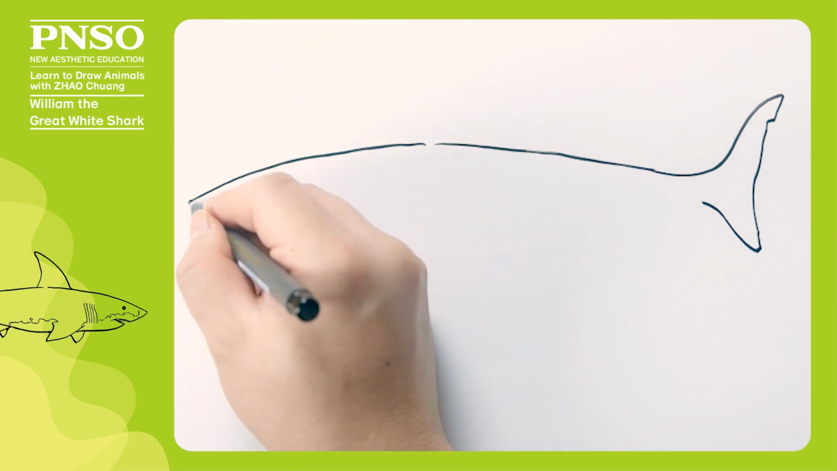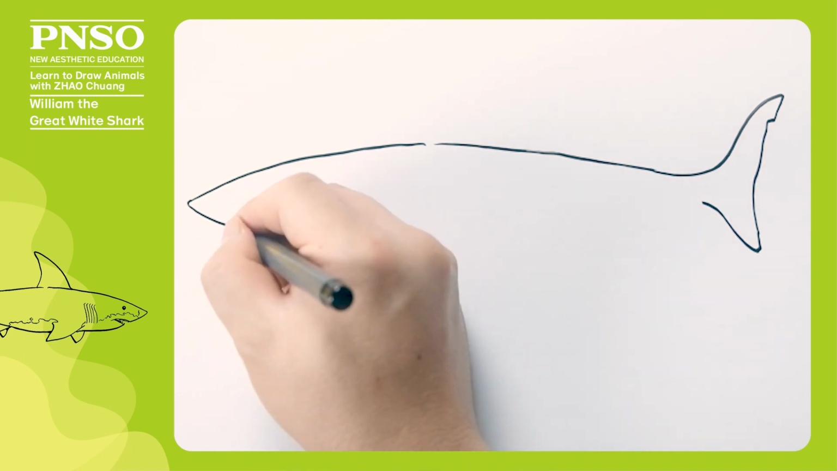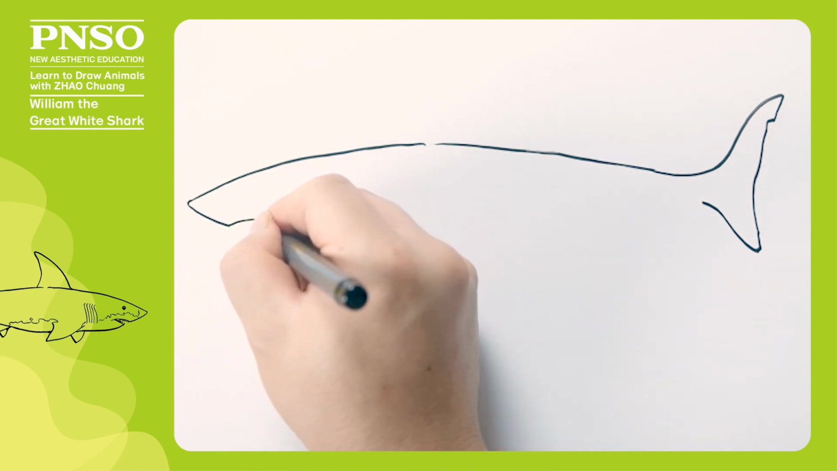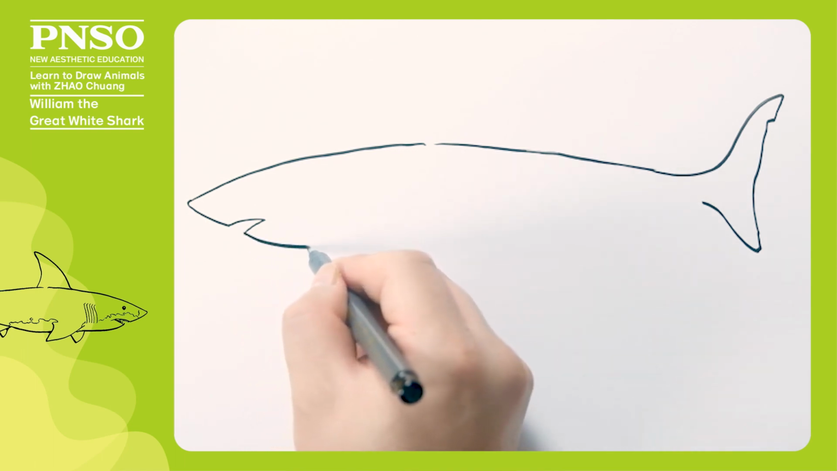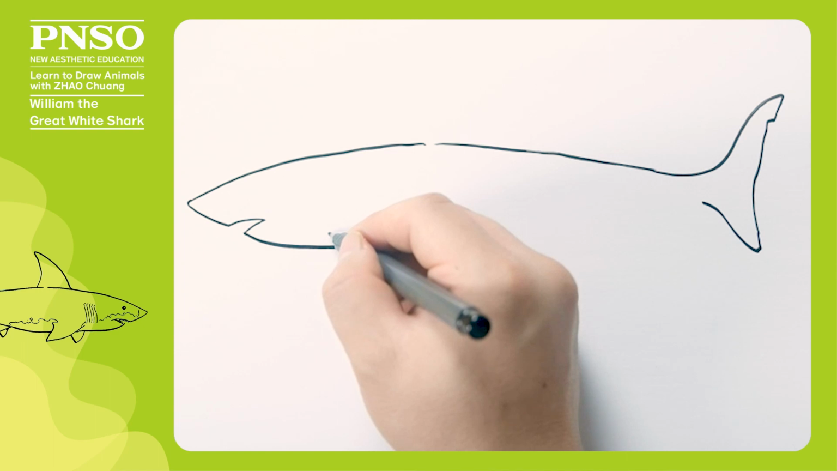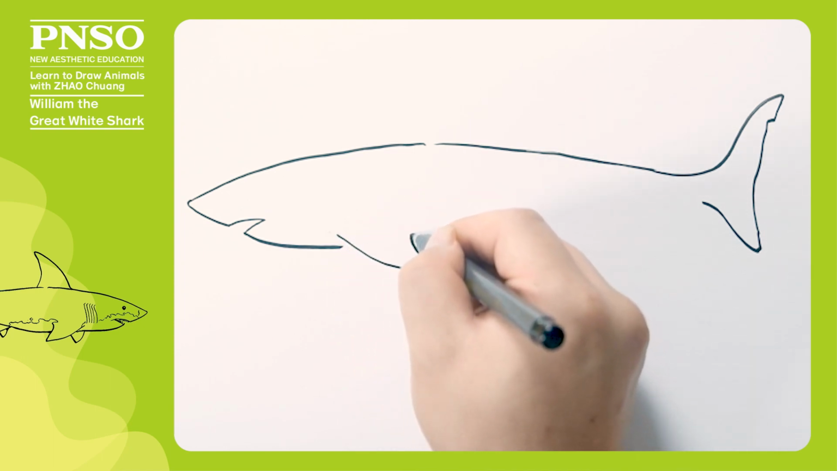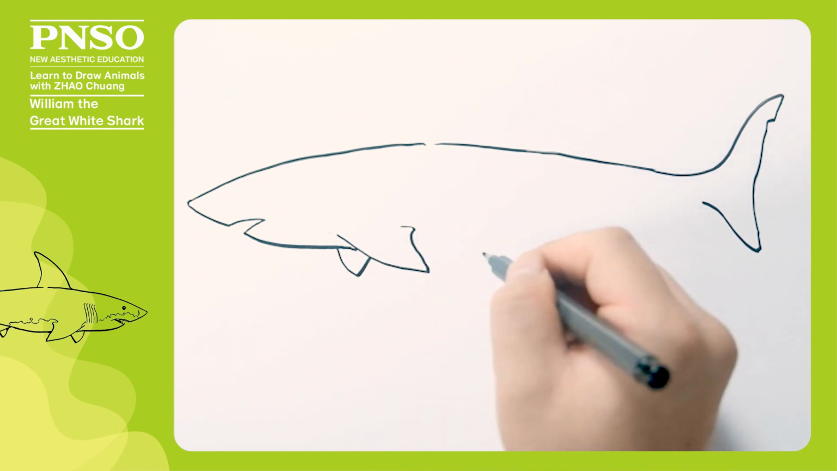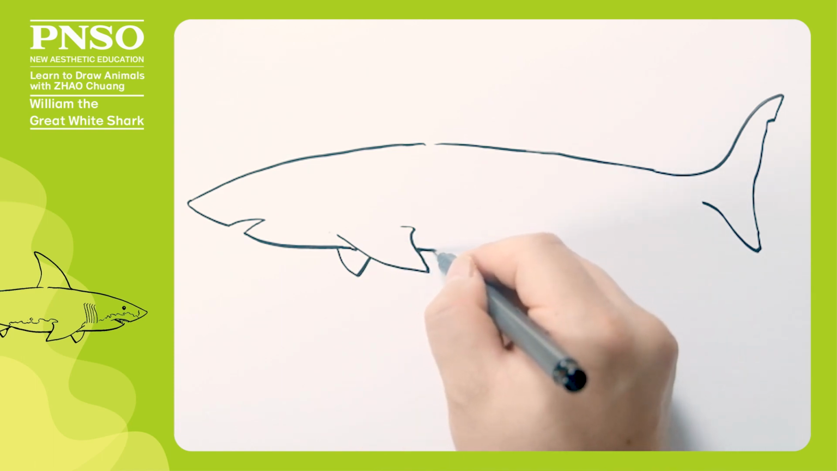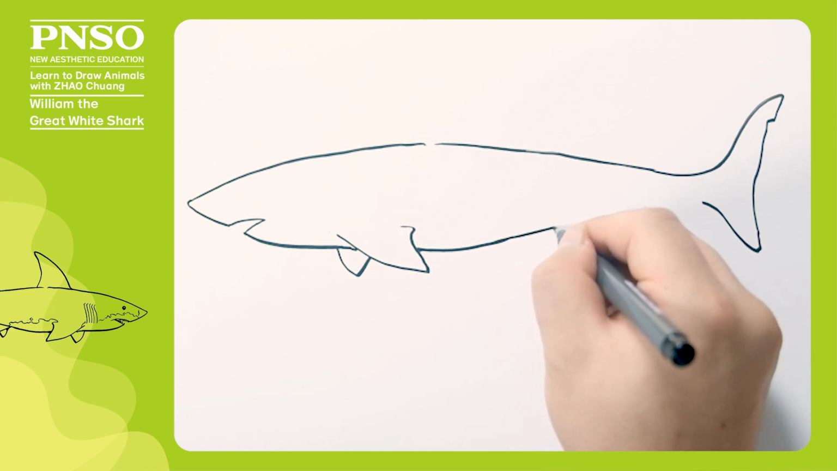Then, we move to draw its nose, which is quite pointed. Here is its mouth in a crescent shape. Extend the line backward to form its lower jaw. Then, we draw its pectoral fins. The pectoral fin on the other side. Draw its belly backward, connecting the rear part to the tail.